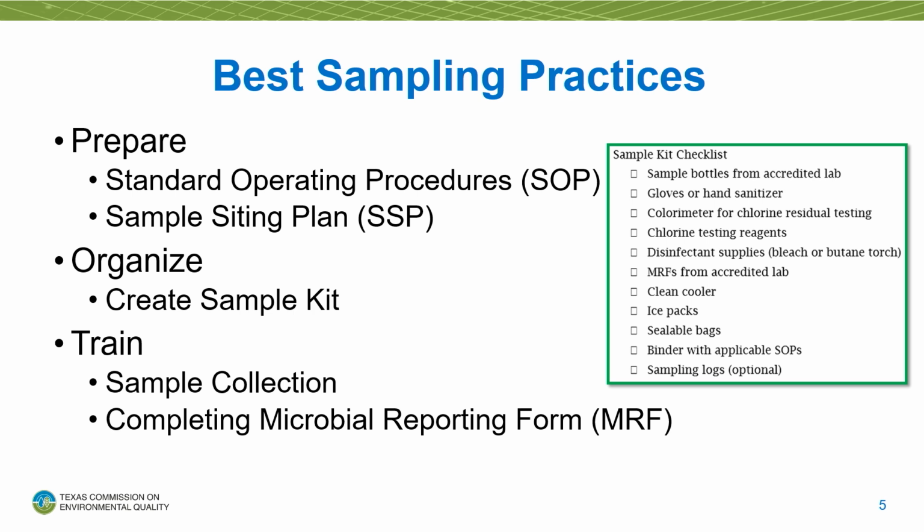You want to be organized by having a sample kit. Here on the right-hand side is an example of what your kit can look like. It could be anywhere from gloves to disinfectant supplies, cooler, ice packs, you name it. You also want to make sure you're training your staff appropriately, that you're all sampling accordingly, at the same methods, and completing the microbial sampling form.